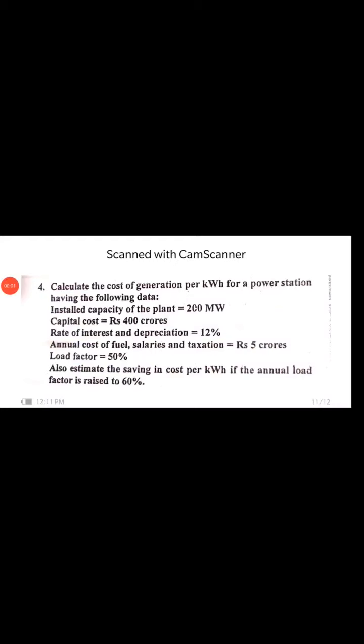Hello students, now we shall look at the fourth numerical on energy and environment, module 2. Calculate the cost of generation per kilowatt hour for a power station having the following data. Installed capacity of the plant is 200 megawatt. Capital cost is 400 crores. Rate of interest and depreciation is 12%. Annual cost of fuel, salaries and taxation is 5 crores. Load factor is 50%. Also estimate the saving in cost per kilowatt hour if the annual load factor is raised to 60%.